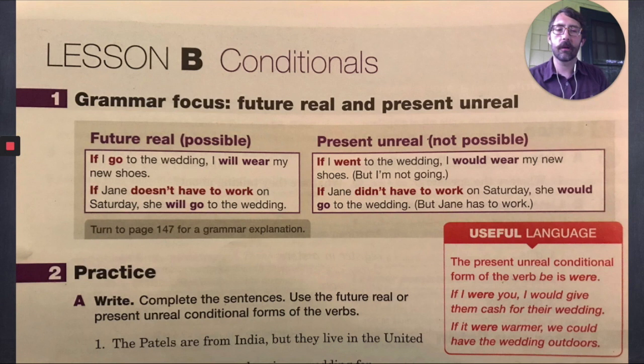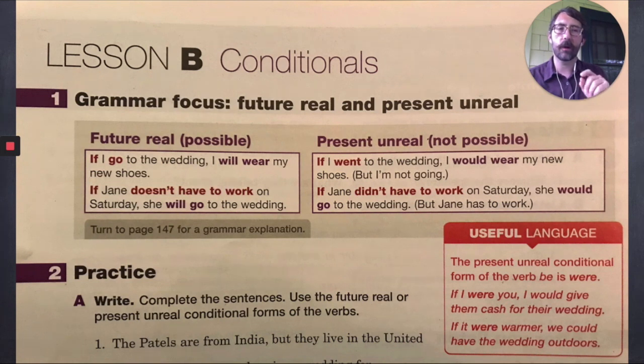Or with it, if it were warmer, we could have the wedding outdoors, right? If it were warmer, usually it was warmer. It was blue. It was yellow. It was hungry, right? So when we're using the present unreal conditional, we're always going to use were when we're using a be verb.